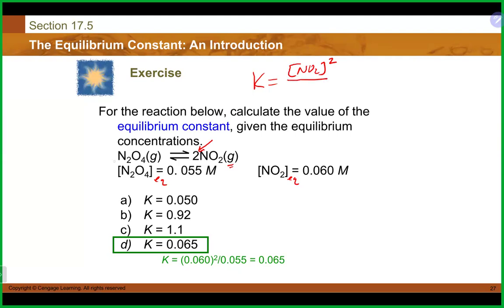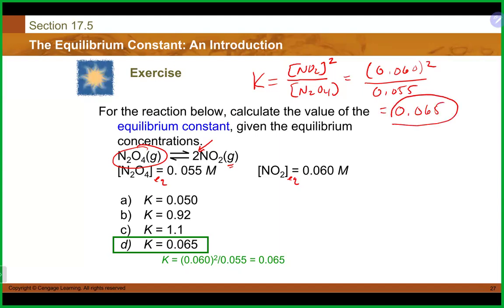This is going to be divided by our reactant, which also is a gas. So that is the concentration of N2O4. Now, since we do have the equilibrium concentrations of each of these, all we have to do is put them into our expression, and that would give us 0.06, and we're going to square it, divided by 0.055. We'll pop it in there, 0.06 squared, just make sure it's right, 0.055. And it looks like we do have the right answer, so that's good, 0.065.